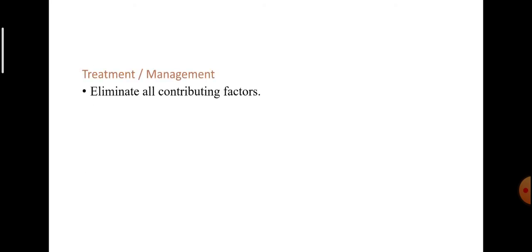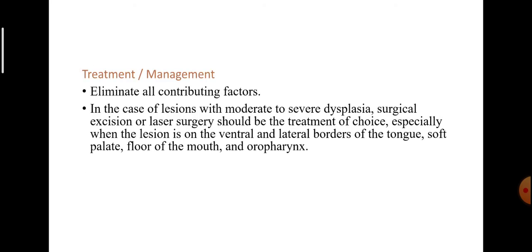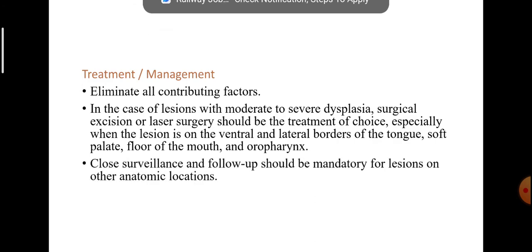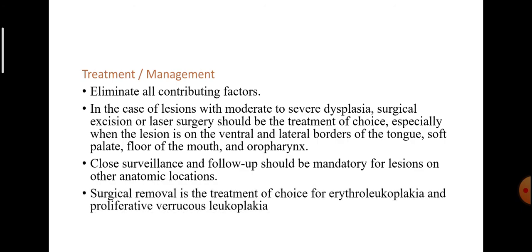Treatment: eliminate all contributing factors. In the case of lesions with moderate to severe dysplasia, surgical excision or laser surgery should be the treatment of choice, especially when the lesion is on the ventral and lateral borders of the tongue, soft palate, floor of mouth, and oropharynx. Close surveillance and follow-up should be mandatory for lesions on other anatomic locations. Surgical removal is the treatment of choice for erythroleukoplakia and proliferative verrucous leukoplakia.